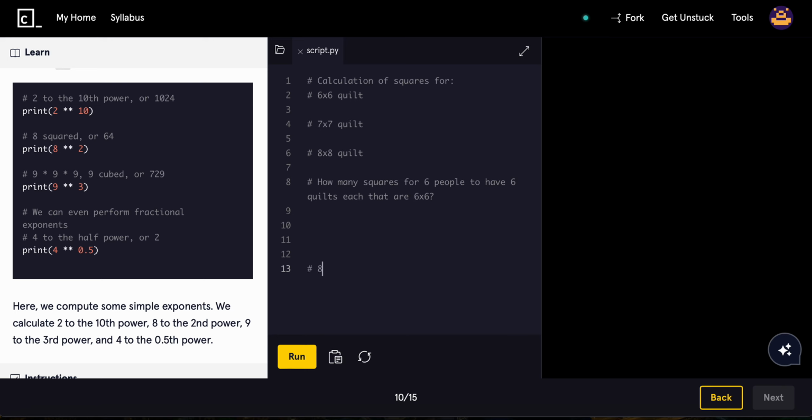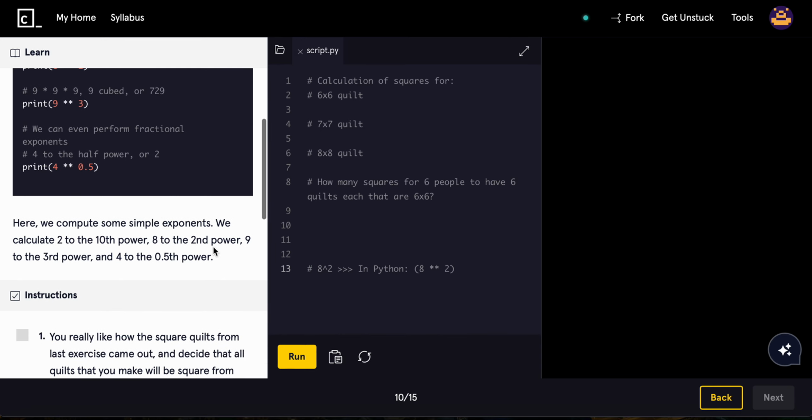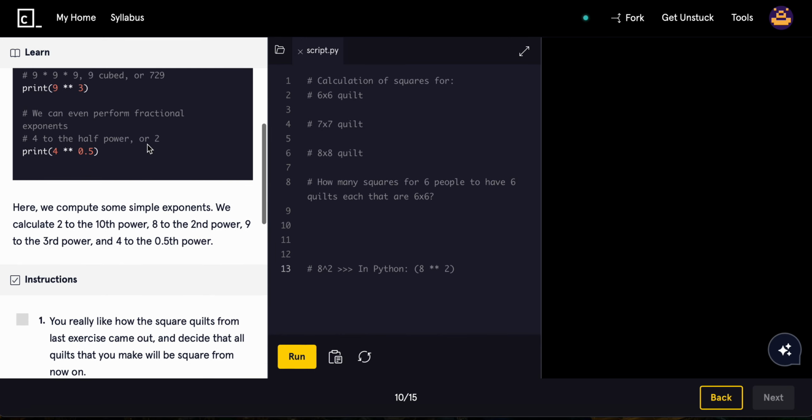in math, instead of doing 8 to the 2, in Python, you just literally do 8 ** 2. And that's the same thing as this in regular math. So yeah, we can just simply do this.